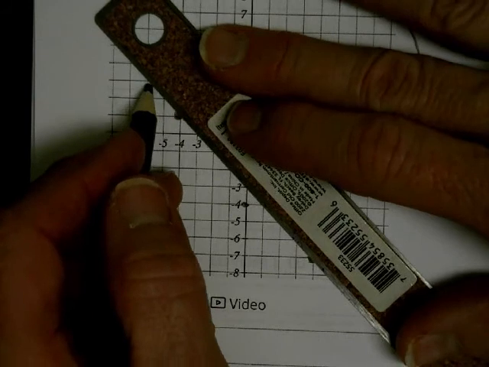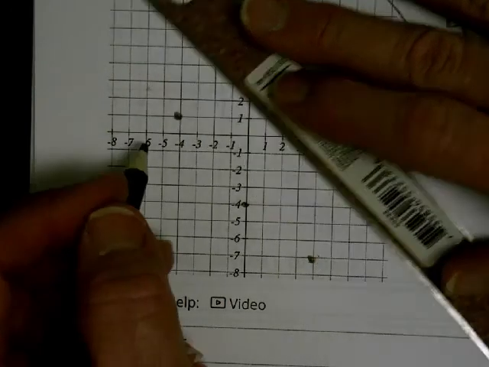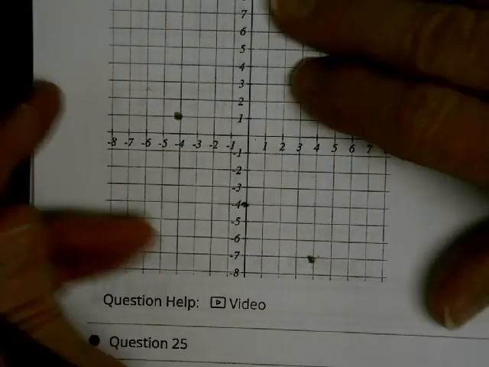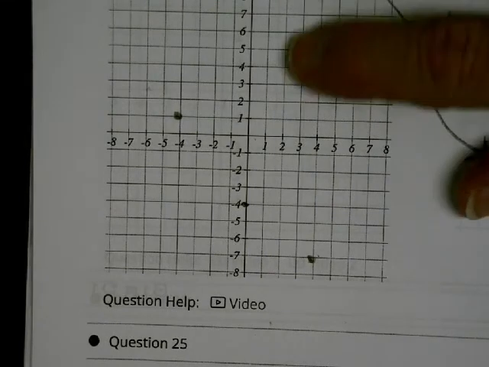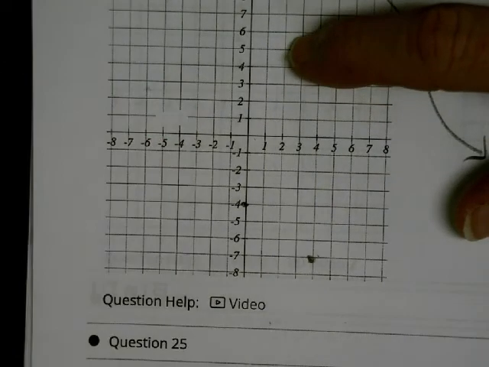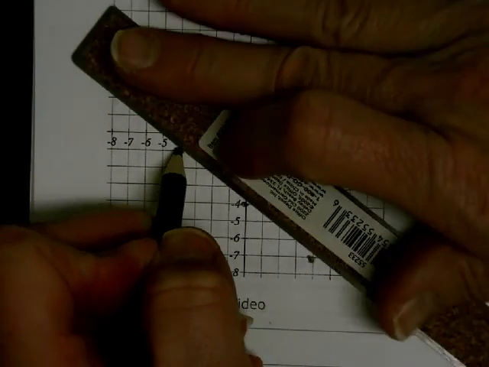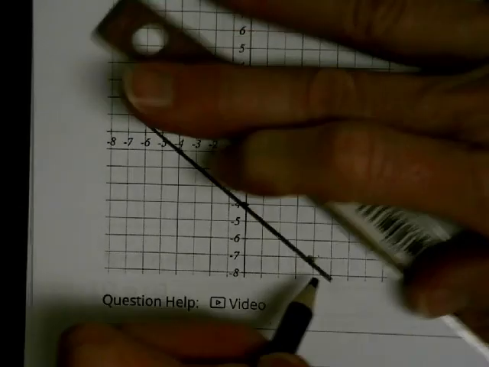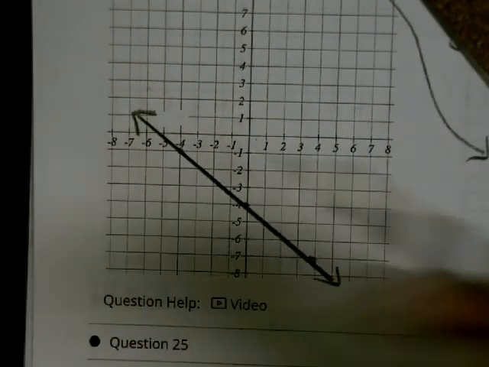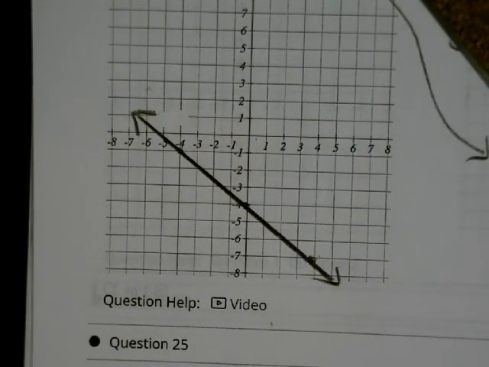Okay, whoa, you see that? Must be the distorted print, because it should go through it, shouldn't it? Oh, I see what I did wrong. See my problem? See my mistake? Negative 4, negative 1. There we go. Woo!